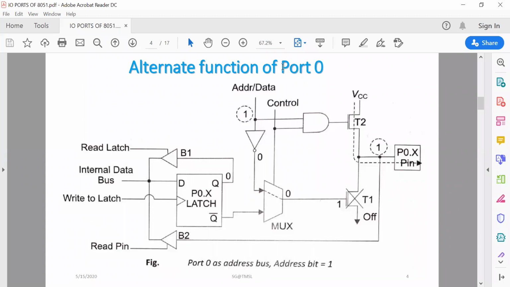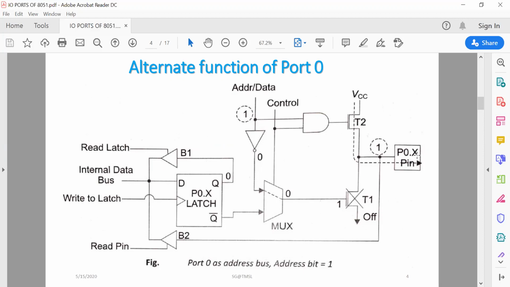So if address is given as 1, it is directly connected in this way so that the pin will get 1. Then if the address bits are, suppose, 1 0 1 0 0 0 1 1, first it gets 1, then 0, then 1. The corresponding address bits will flow in this way. So using this pin, the address bits will be transferred.